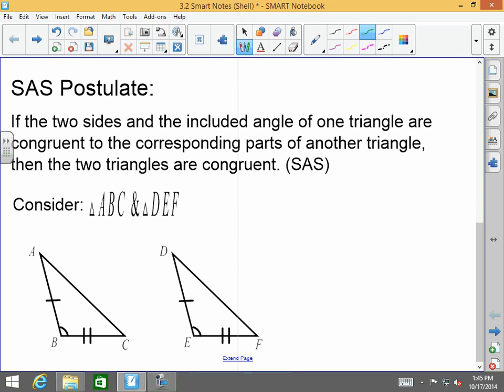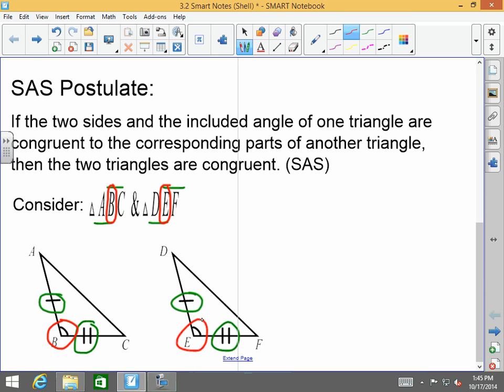Let's take a look at the congruencies here, and let's see if we can understand this a little bit better. Side AB corresponds with side DE, and according to our figures, those are congruent. Side BC corresponds to side EF, and according to our triangle figures here, those are congruent. And angle B corresponds to angle E, and according to our figures, angle B and angle E are congruent as well.